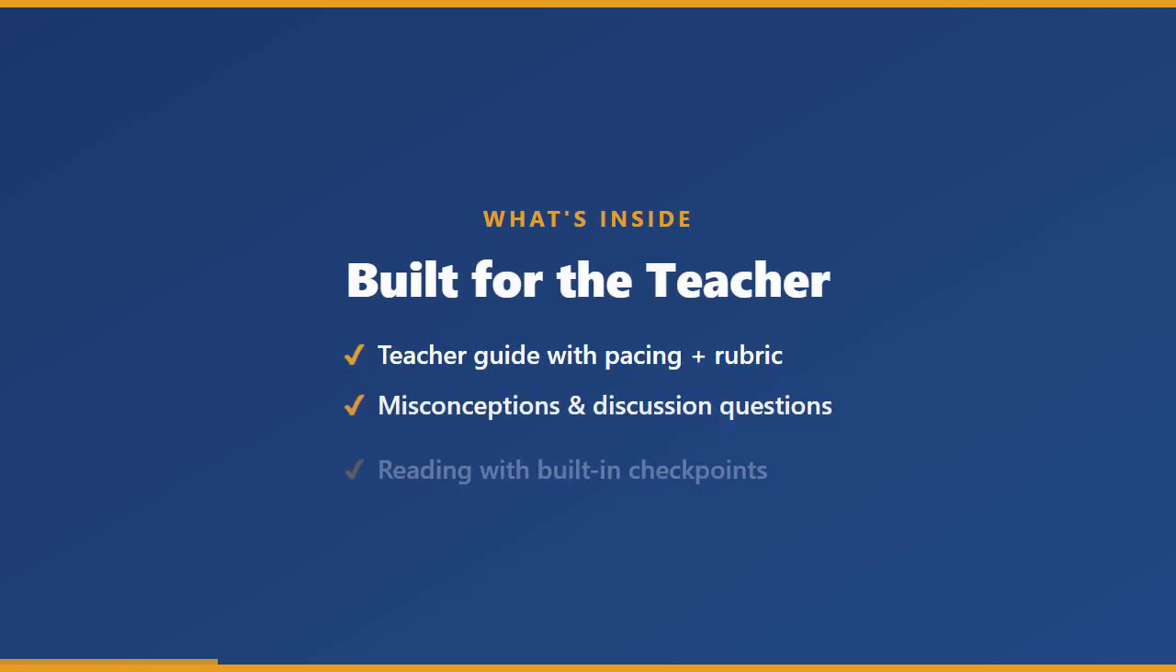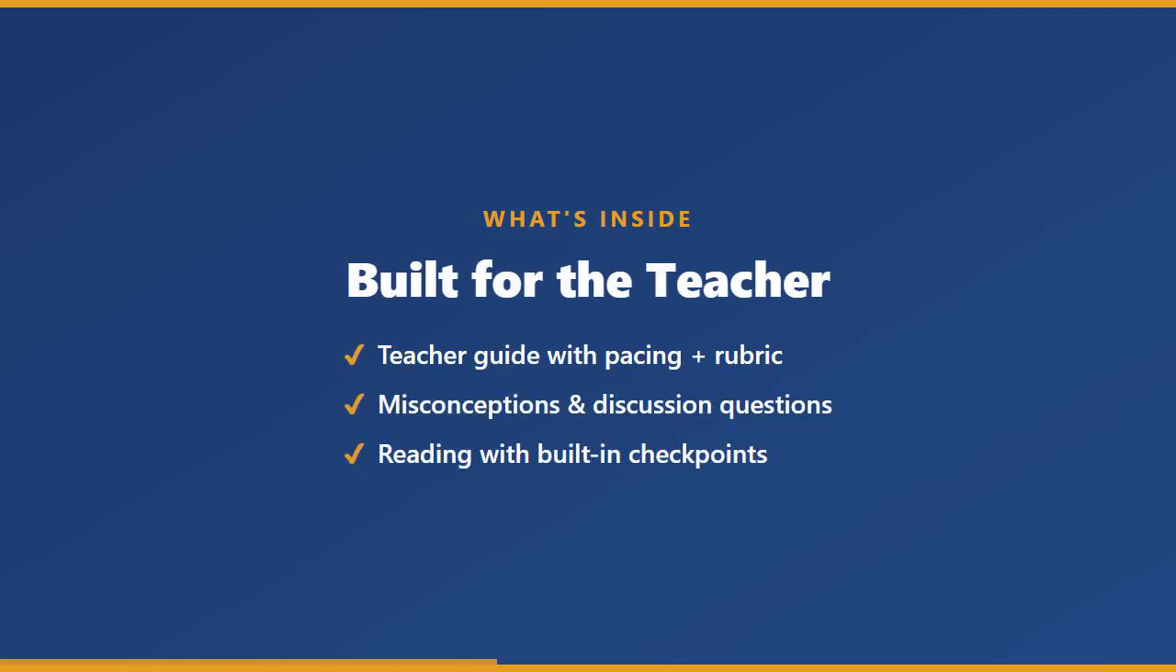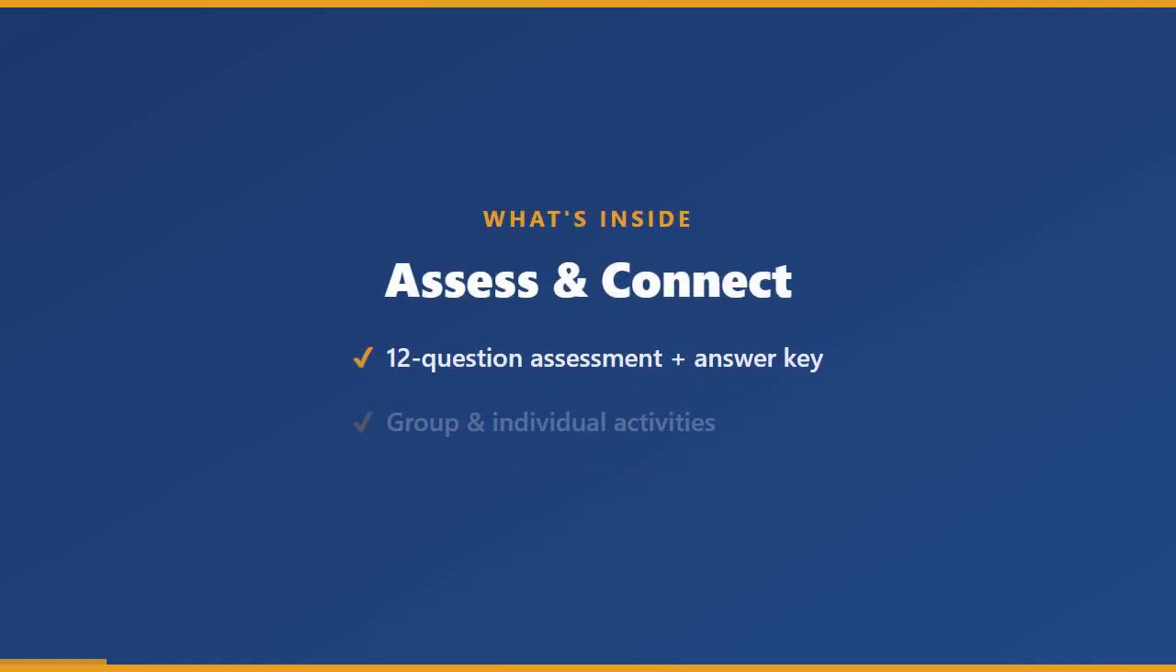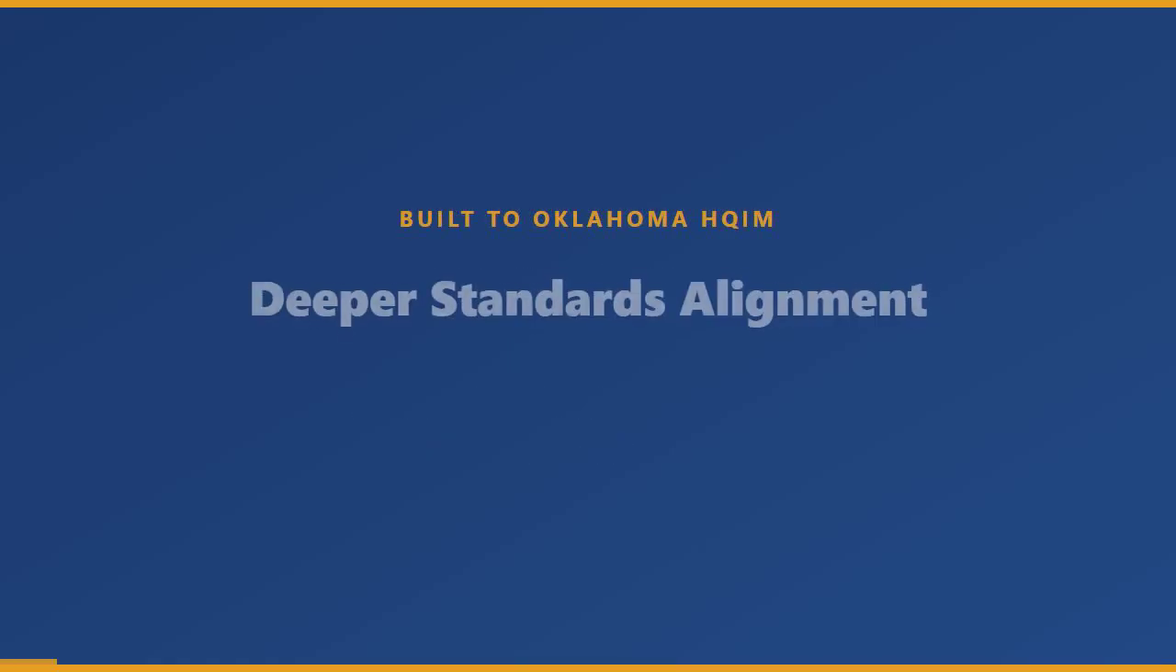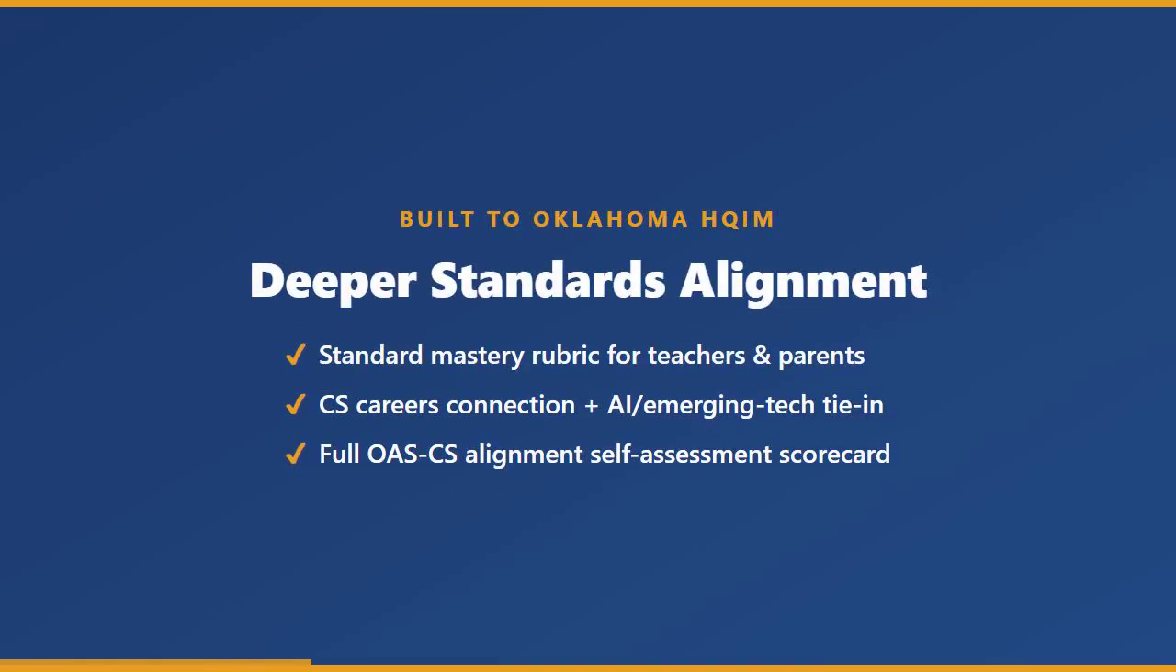Inside, a full teacher guide with pacing, misconceptions, and a scoring rubric, plus a content lesson with built-in comprehension checkpoints. This unit includes a standard mastery rubric for teachers and parents, a visual transformation technique comparison chart, a CS Careers connection, and an AI connection, all built to the Oklahoma HQIM rubric, plus a 12-question assessment with answer key, group and individual activities, vocabulary puzzles, a family letter, and a certificate of achievement.